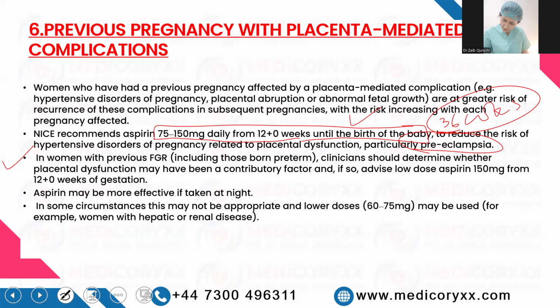The second set of women is women with previous FGR, including those born preterm. Clinicians should determine whether placental dysfunction may have been a contributory factor. Then you may advise low dose aspirin, 150 milligram from 12 weeks of gestation. Aspirin may be more effective if taken at night.